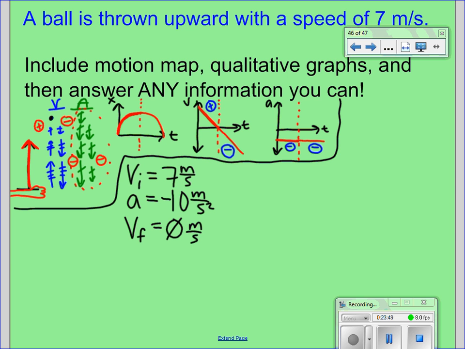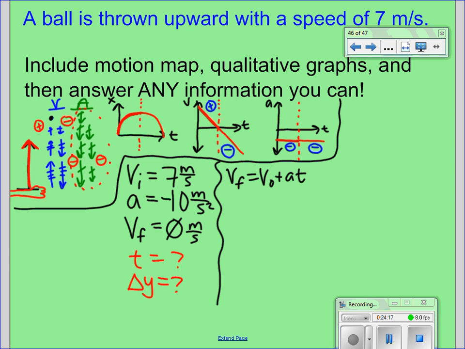Now, what are some things we could solve for? First thing we could solve for is, how much time does it take to get to the top of the peak? Finally, we could figure out how high does it go, or what is its delta y. Okay, let's solve for time first. Since I have an initial velocity, a final velocity, and an acceleration, I'm going to use this equation right here to figure out time.